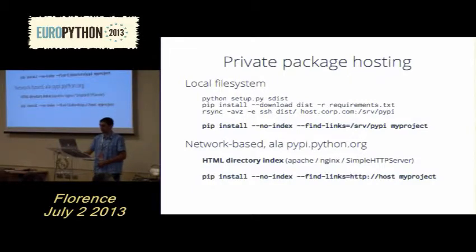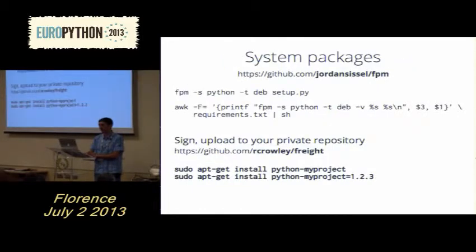And if you have a more complex infrastructure with more machines, you can just host that on simple directory pages, and pip will find the packages this way. And once you have that, it's very easy to go native system packaging. There is a very nice tool called FPM, which just takes a Python package and translates it into a Debian or a Yum package.